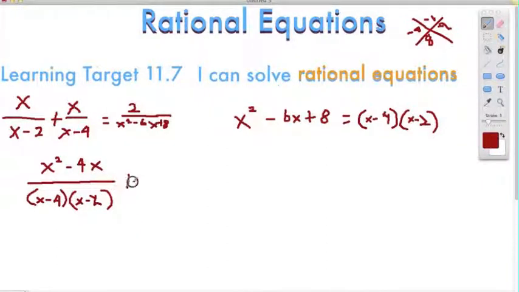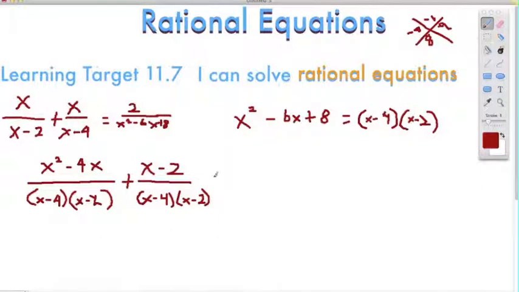Then we're going to add. Then we're going to take this one and multiply both the top and the bottom by x minus 2, which is simply going to give us x minus 2 over the same denominator, which is going to be x minus 4 times x minus 2. Excuse me. So there we go.